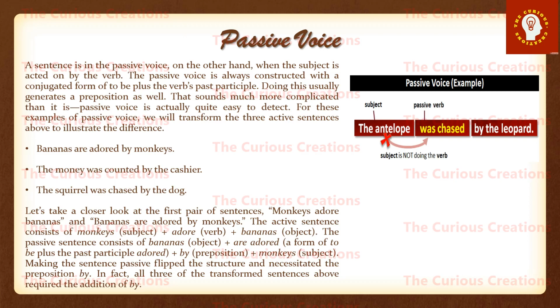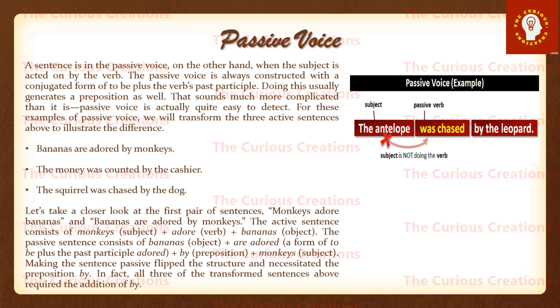Bananas are adored by monkeys. The money was counted by the cashier. The squirrel was chased by the dog. Let's take a closer look at the first pair of sentences. Monkeys adore bananas and bananas are adored by monkeys.